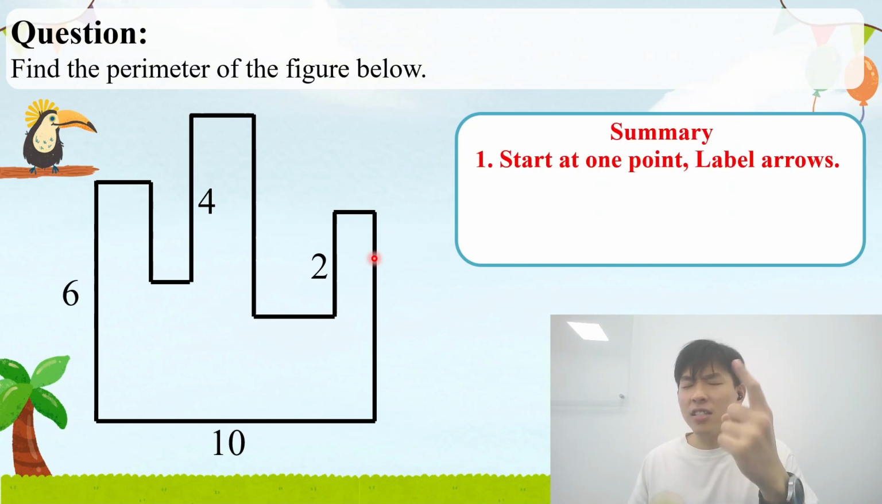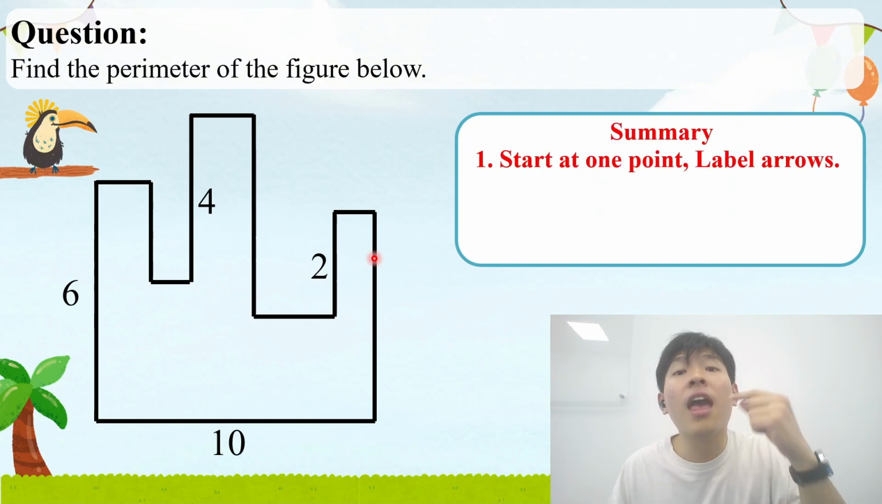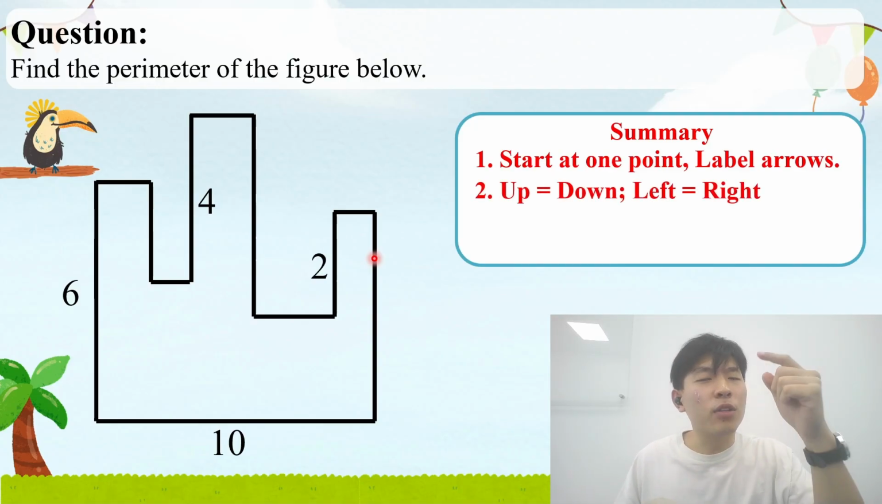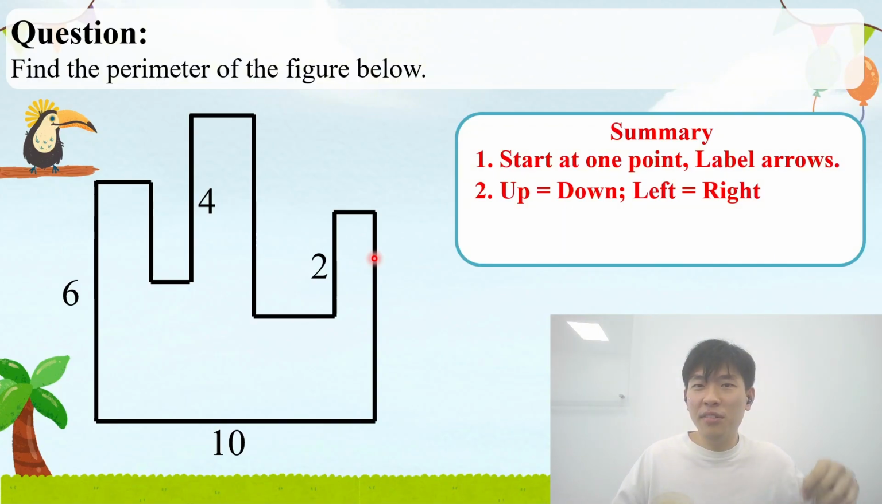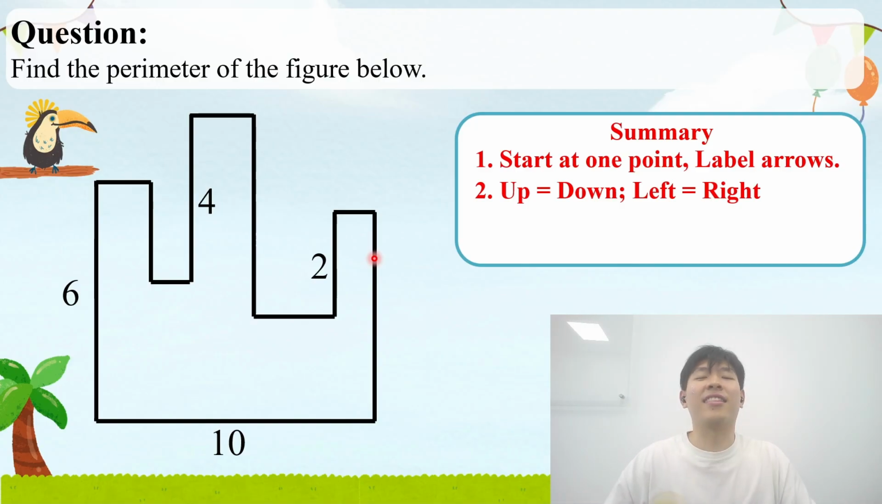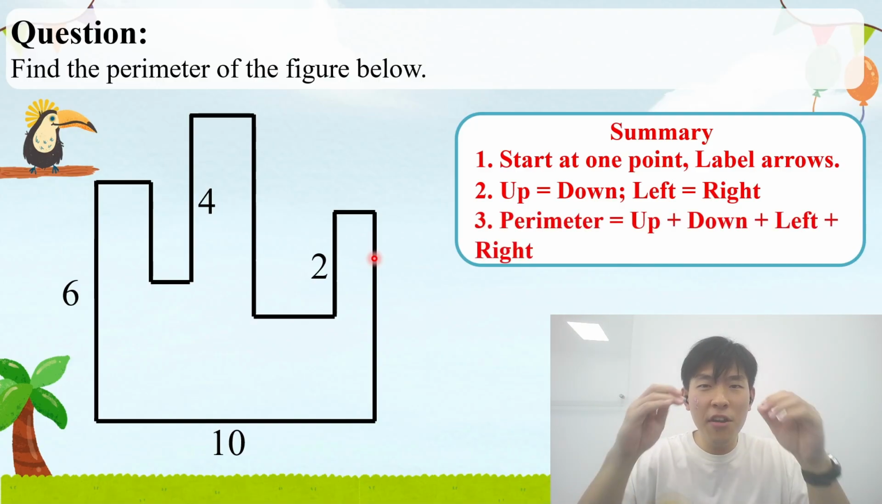Okay, so let's do a very quick summary here. So summary first, we must start at one point and label arrows. Then up equals to down, left equals to right. And how to find parameter? Just need to add all the up, down, left, and right. So this will be the summary for today.